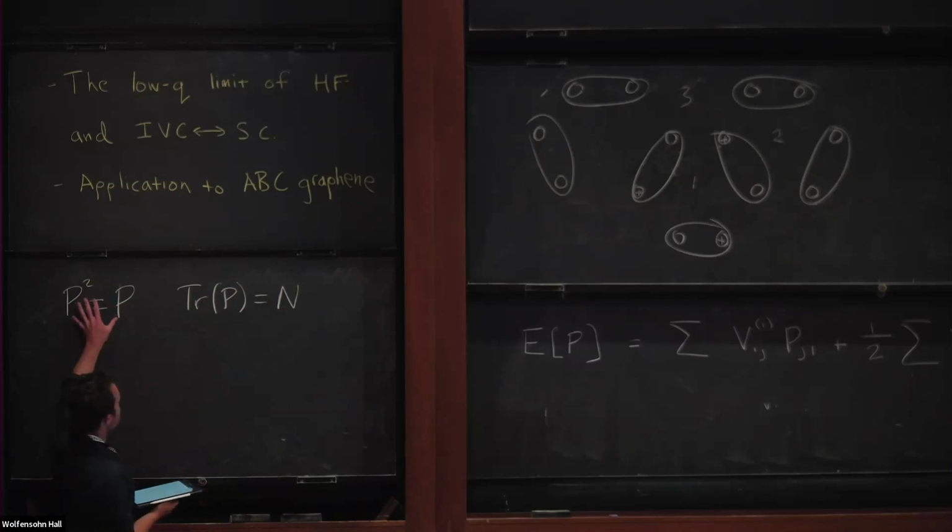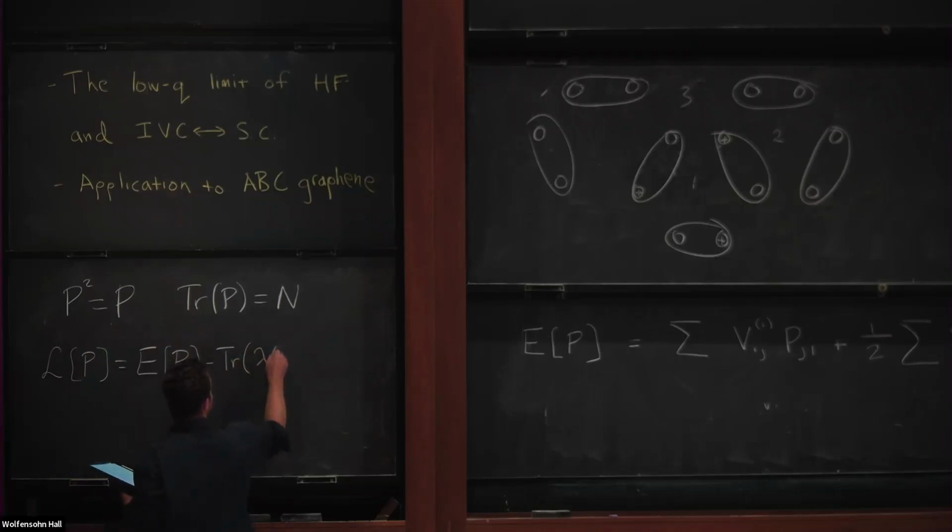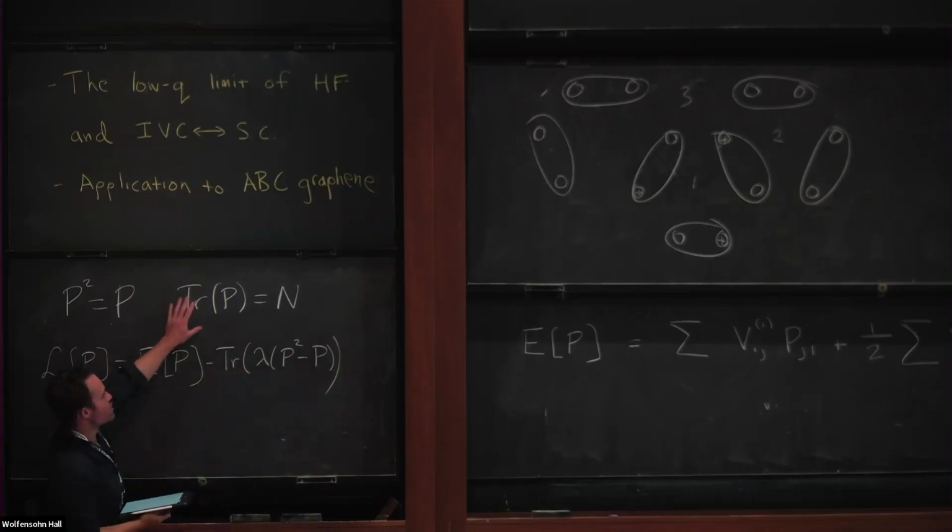It turns out this is actually the important one. This one won't matter too much. So to do that, we do the general trick of introducing a Lagrange multiplier. I'll define a kind of Lagrangian L of P, which is the energy part, and then I'll do minus trace lambda (P squared minus P). As I said, I'll skip over it now. It turns out this part of the constraint doesn't matter too much. Only this one matters.